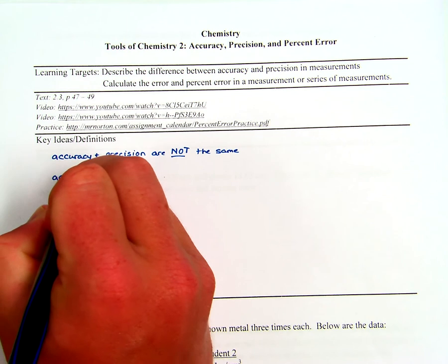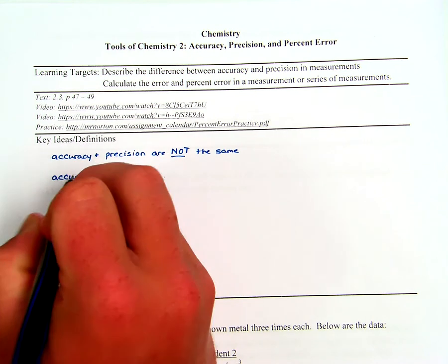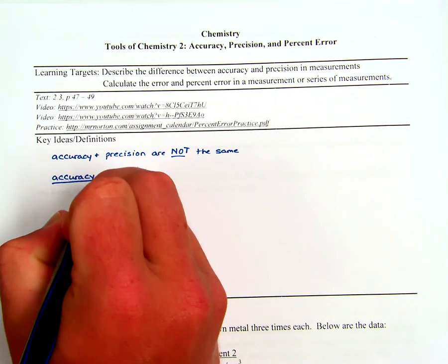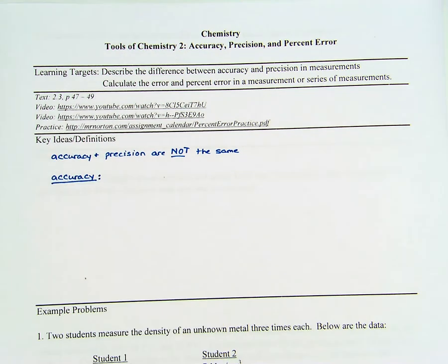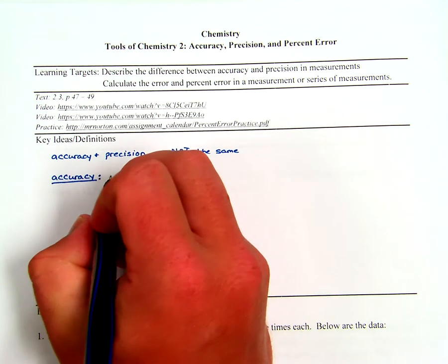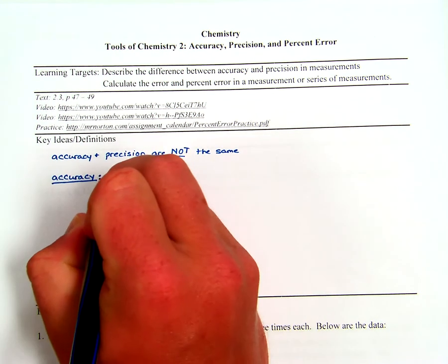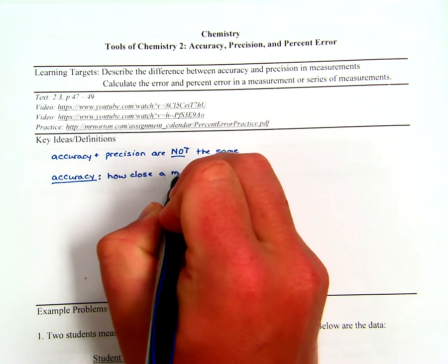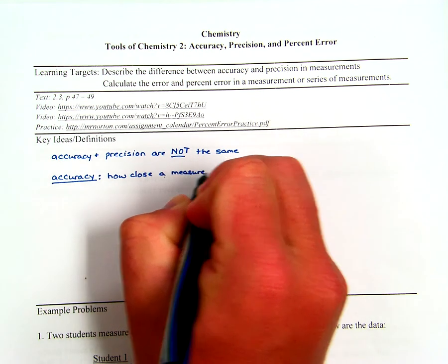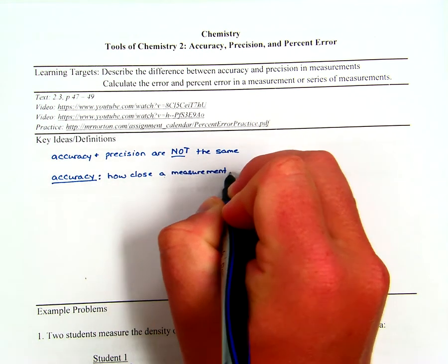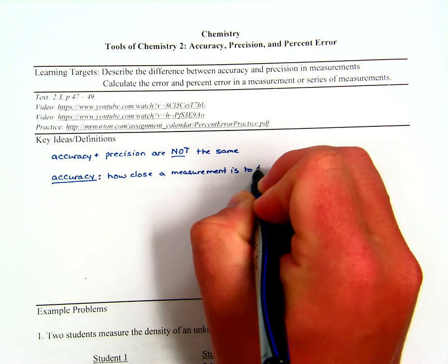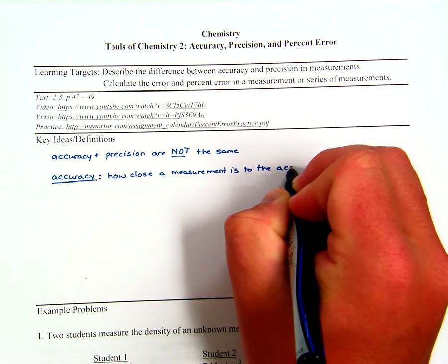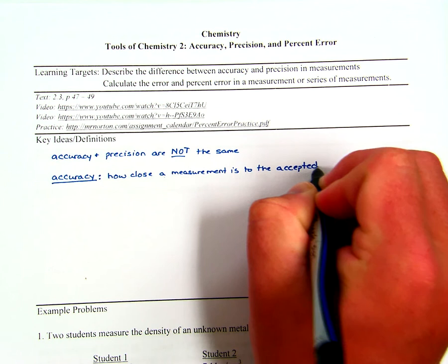If we were talking about a measurement's accuracy, this is probably defined as you would expect it. You've probably used this term accurate or accuracy to mean what we want it to mean in chemistry. Accuracy refers to how close a measurement is to the accepted value.